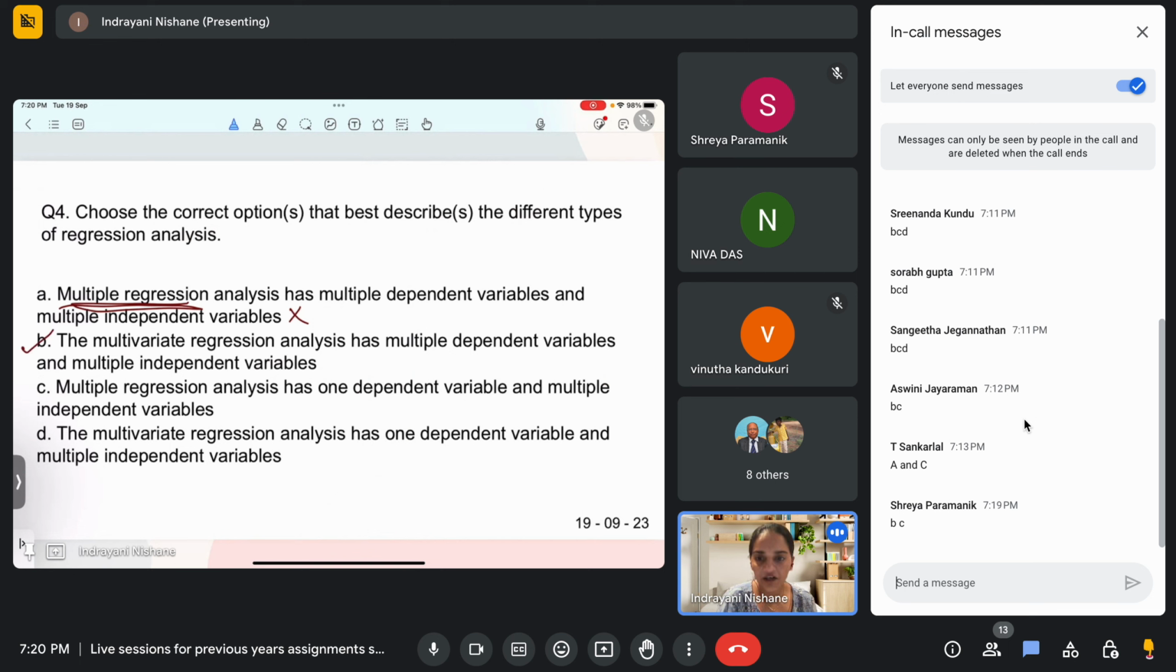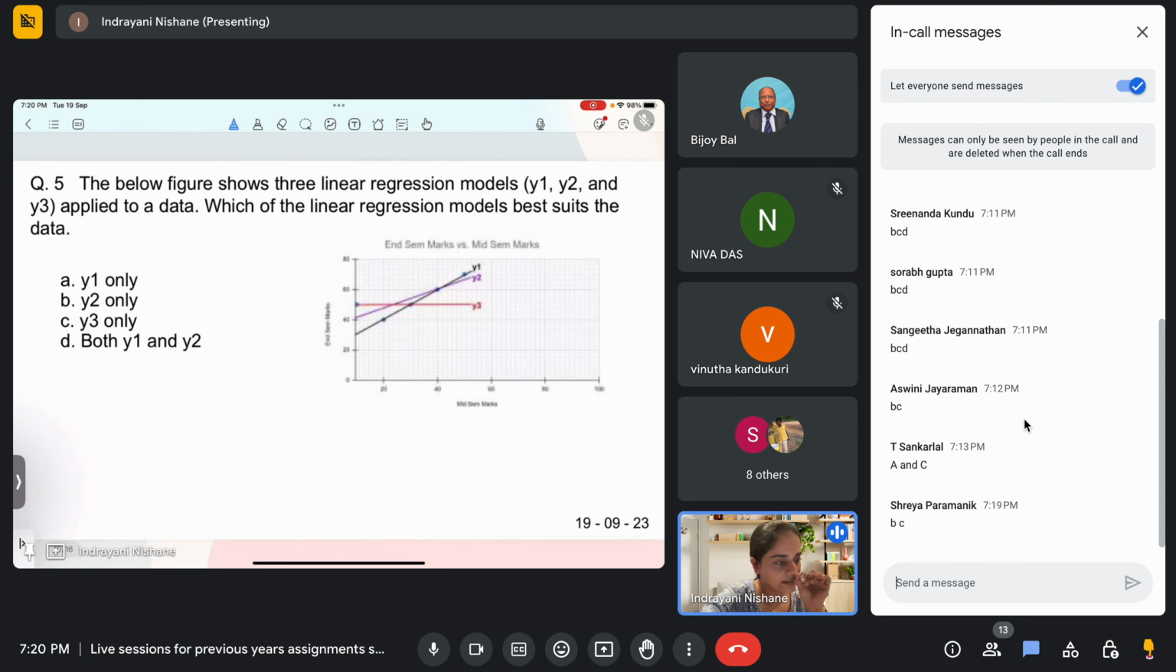Then multiple regression analysis has one dependent and multiple independent variables. Yeah, it is also true. And multivariate regression will have one dependent variable and multiple independent variables, right? Okay, so B and C are correct. We'll move on to the next question.